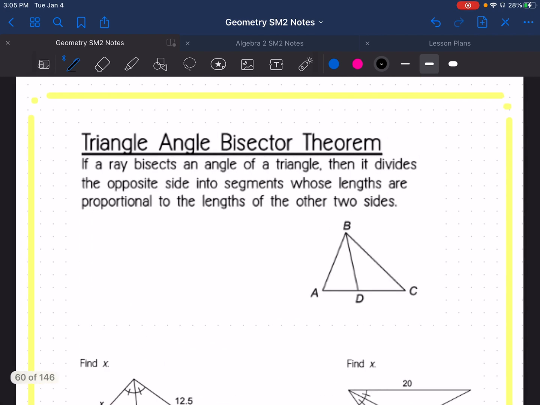There we go. Our last proportionality theorem is our triangle angle bisector theorem. This says if a ray bisects an angle of a triangle, then it divides the opposite side into segments whose lengths are proportional to the lengths of the other two sides. What you're going to notice is that you have a triangle, that one of the angles has a line coming through. This ray is going to bisect it so that these two angles right here are the same. Then I can make this side of my triangle into a fraction, numerator, denominator, and then I can take this side and do the same thing, numerator, denominator.